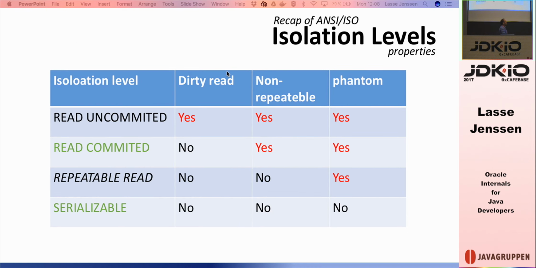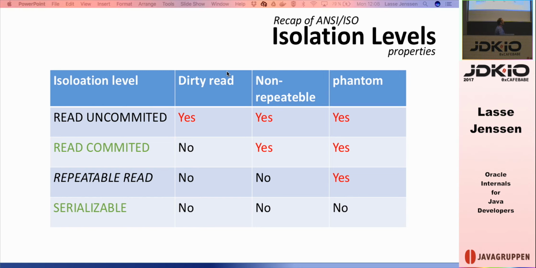So the ANSI standard gives me these isolation levels based on these phenomena. And what does Oracle support? It's not a quiz, no prize. It's the green ones, that's right. It's read committed and serializable. And very seldom used too.